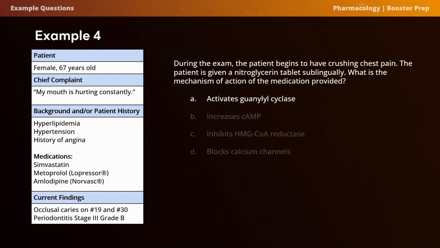Option C, inhibits HMG-CoA reductase, is the mechanism of action for the patient's other medication, simvastatin. And lastly, option D, blocks calcium channels, is the mechanism of action of calcium channel blockers such as amlodipine and nifedipine, which, don't forget, also causes gingival hyperplasia.